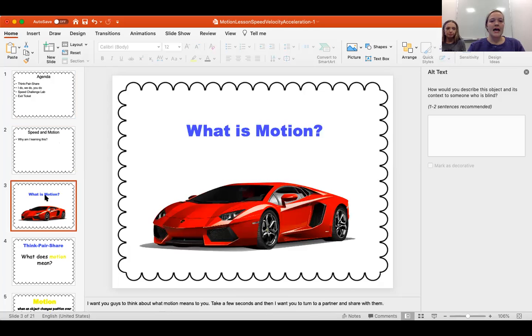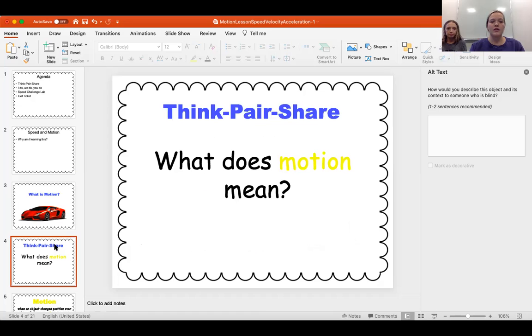So moving on, I want you to think about what is motion. Take a few seconds to think about this yourself, and then turn to a partner and share with them. After, we will come back together and share some of the discussions you had with your partner with the class.